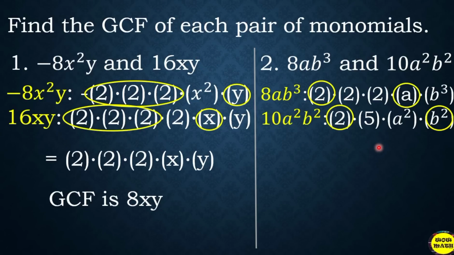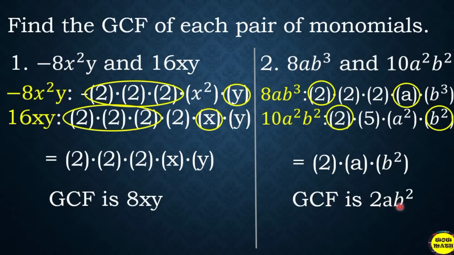Okay, so kunin natin lahat. Isang 2, may a at b squared. So, multiply natin to. So, 2ab squared. So, this is the GCF of 8ab cubed and 10a squared b squared.